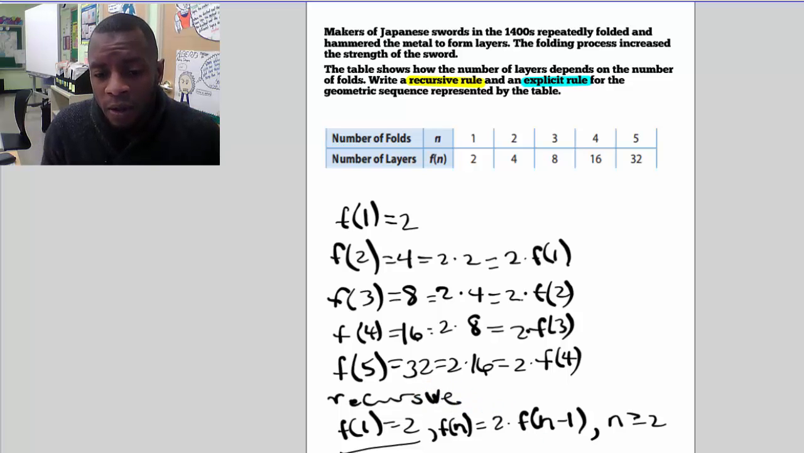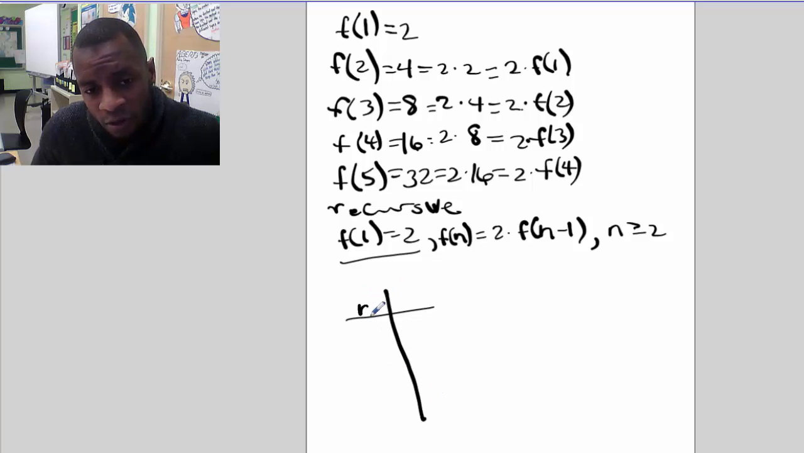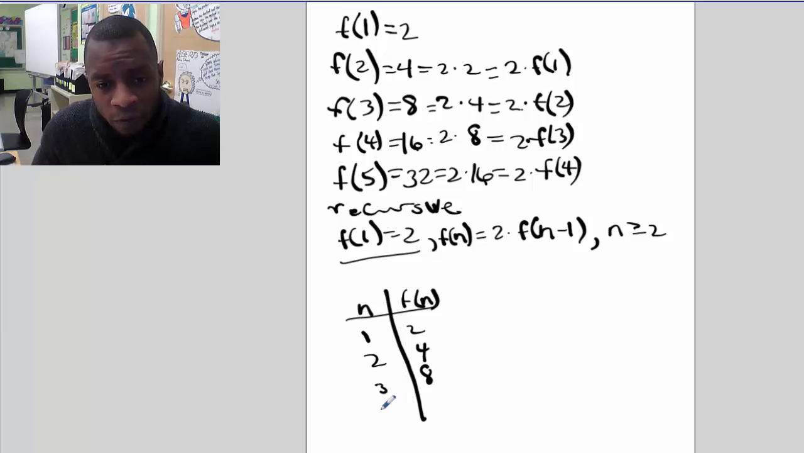All right, and so now we want to find an explicit function for this. So if we notice, we can write this table another way. So we have n, f of n, and so when n is 1, f of n is 2. When it's 2, it's 4. 3 is 8. 4 is 16, and 5 is 32.